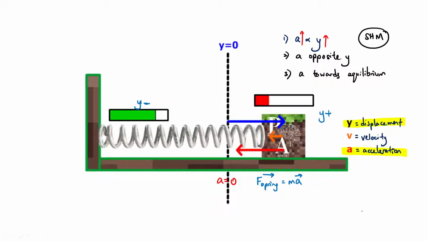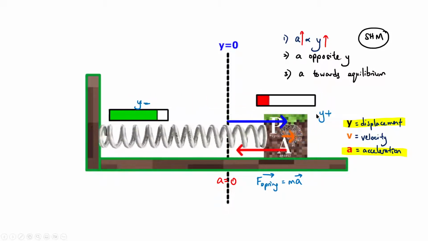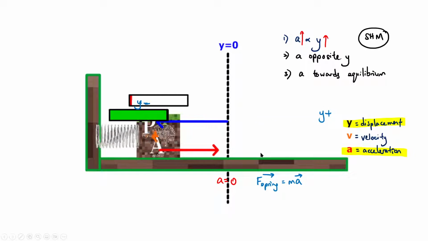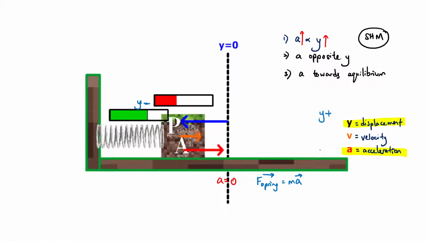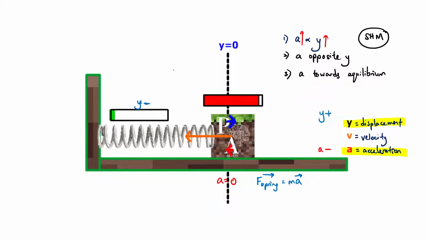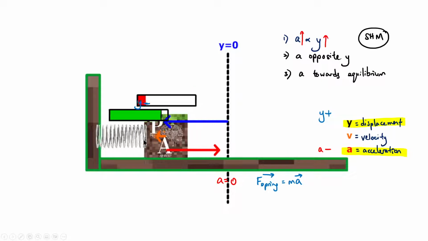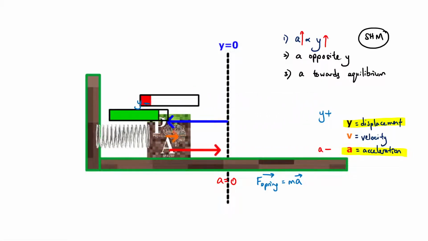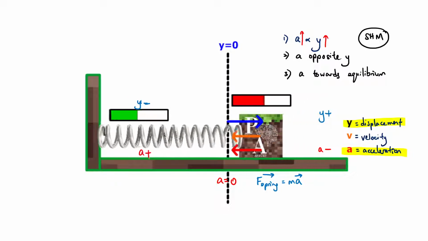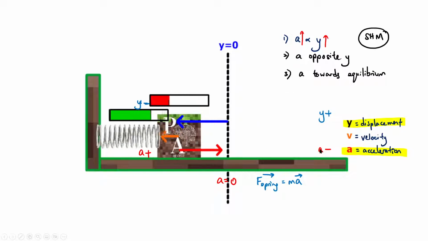Okay, look at this arrow line, the red line. If displacement is positive, what is the acceleration? Acceleration is negative, correct or not? Because it is to the left, acceleration is negative. And when the displacement is negative, what is acceleration? Acceleration is to the right, so acceleration is positive. See that? The opposite direction.